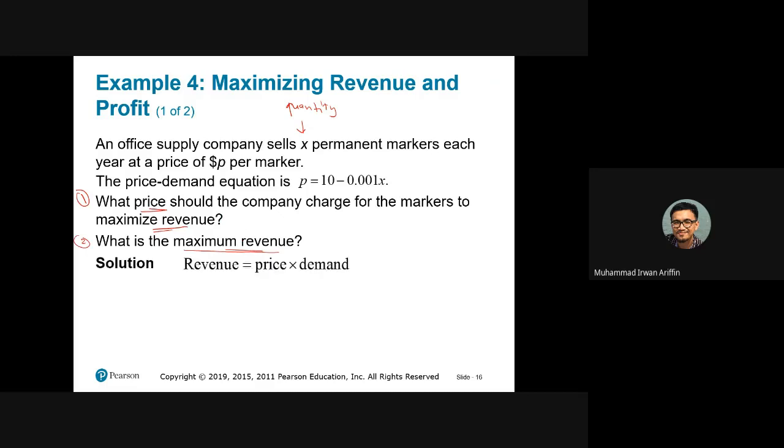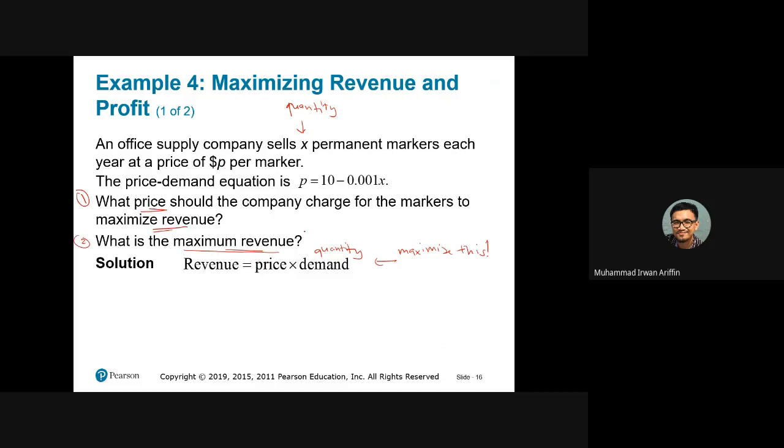So for the solution, we know that revenue equals price multiplied with demand, right? Price multiplied with quantity. So this is our revenue function, and this is the function that we want to maximize. We need to maximize this. So how do we collect all this information? So this variable is already given. X represents the quantity and P represents the price.